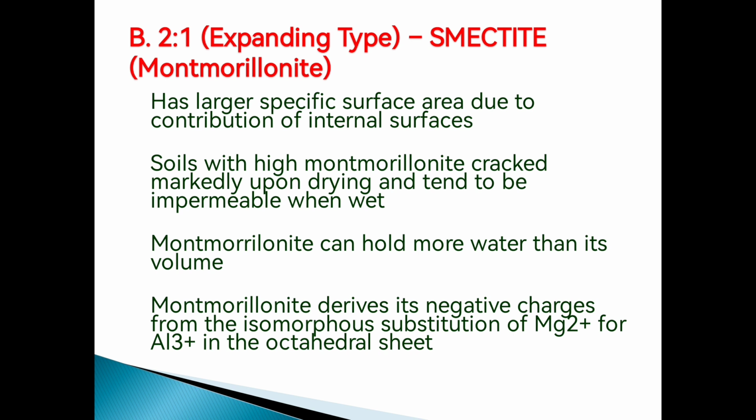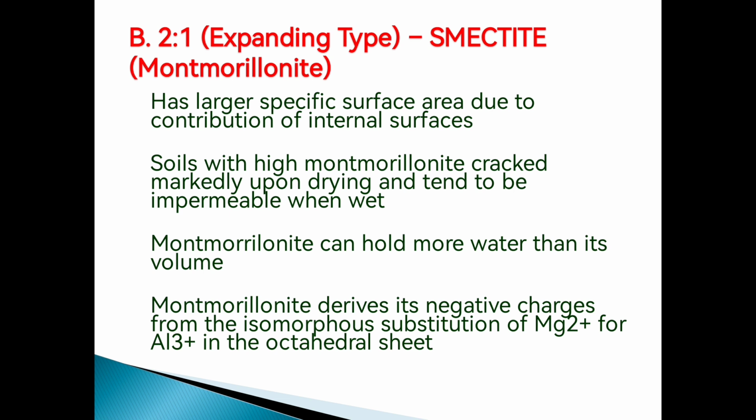Then we also have vermiculite, another kind of 2:1 expanding type. Vermiculite derives its negative charges from the isomorphous substitution of aluminum for silica in the tetrahedral sheet. So the silicon was substituted by aluminum. And since the charges differ, it will also cause another negative charge. Water molecules, along with other ions, act as a bridge holding the unit together rather than apart.